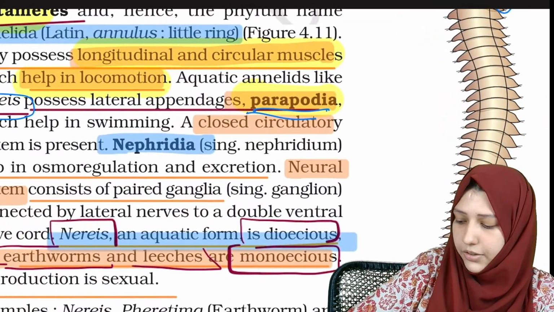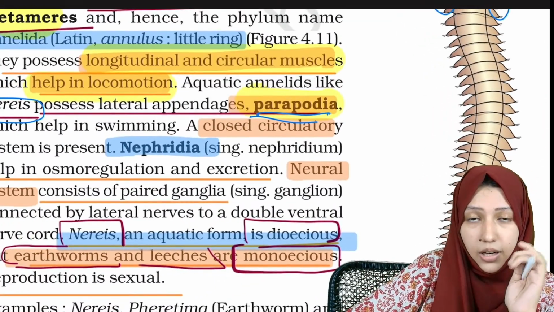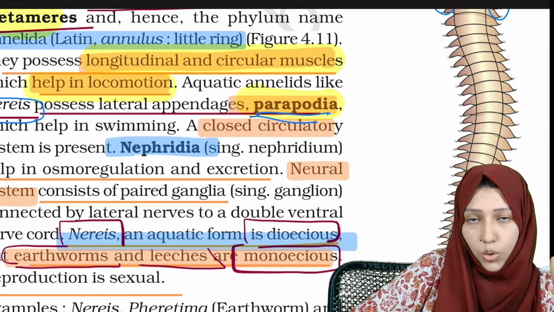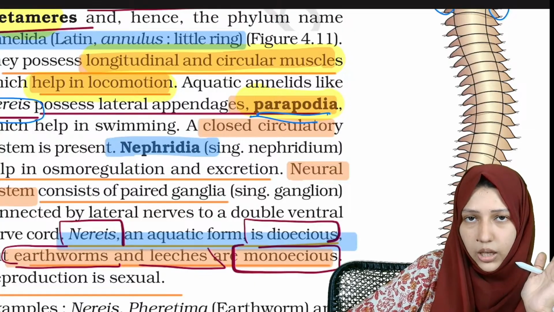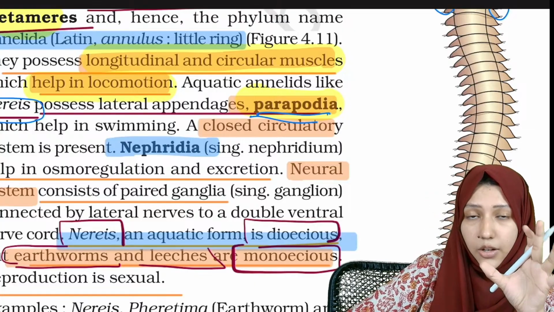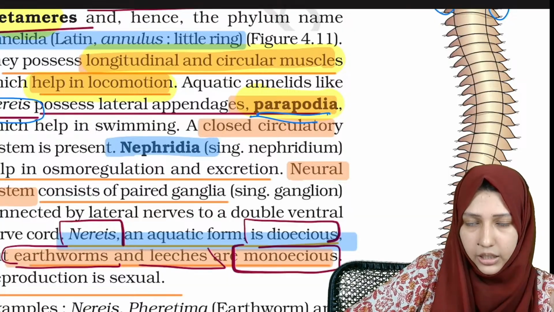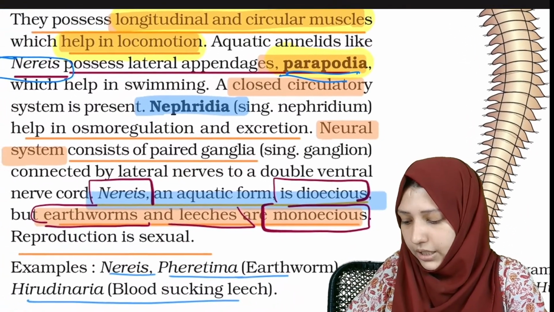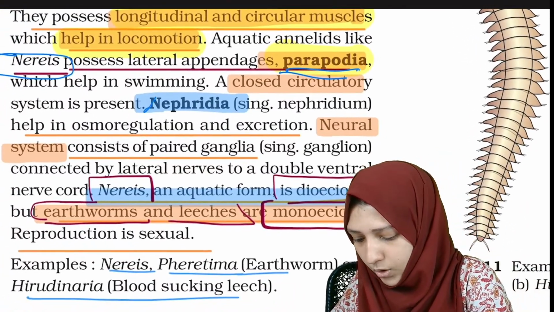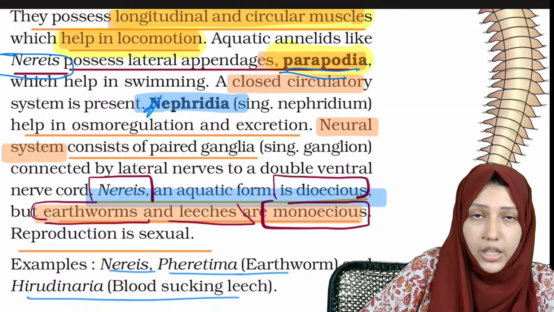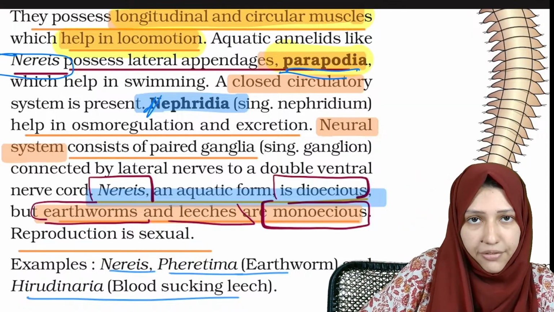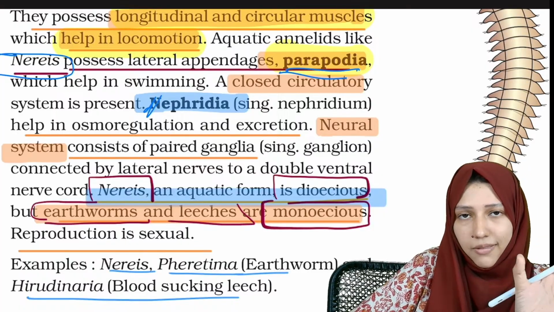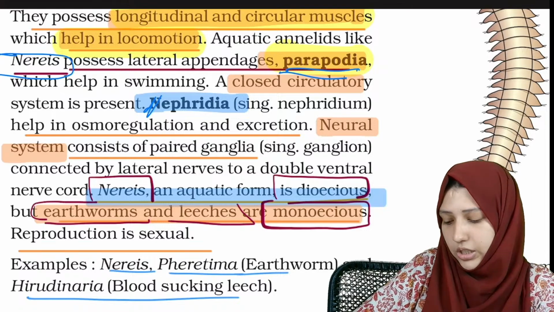And a closed circulatory system is present. What do you mean by closed circulatory system? Where the blood vessels are present through which the blood flows. The organs are not bathed in the blood; the blood is flowing through the vessels. Now, nephridia. Nephridia is an organ which is helpful for their osmoregulation and excretion. Nephridia is related to nephro. Nephro means kidney.